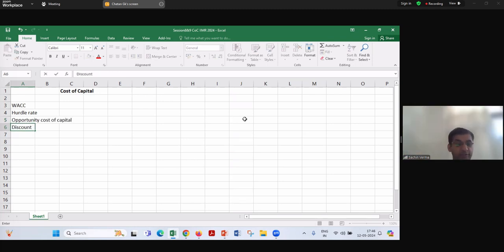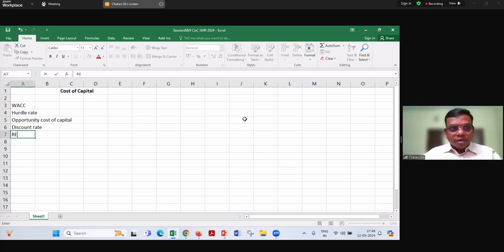Yes, this I have heard. Opportunity cost of capital, discount rate, required rate of return. Okay. So all these can be used interchangeably. All are same. Is it fine?